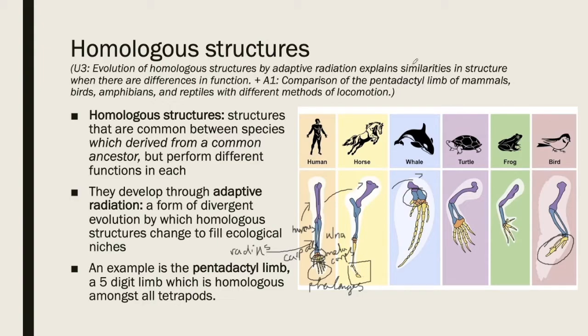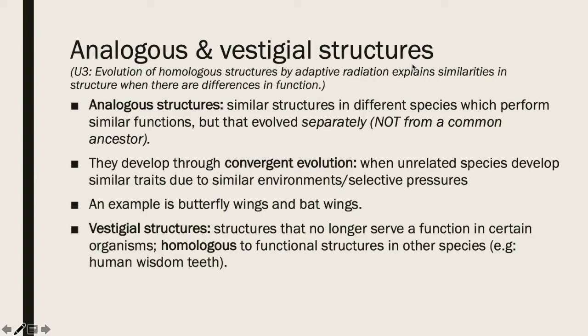So those are homologous structures, but we also have something which is an opposite idea to that, that is analogous structures. So analogous structures are almost the exact opposite of homologous structures. So they are structures in different species which are very similar, which perform very similar or the same function. However, they did not derive from a common ancestor, so they evolved completely separately from one another. They just happen to be similar because of different or similar selective pressures. So these, as opposed to adaptive radiation, these develop through convergent evolution, which is when unrelated species develop similar traits because they grow up in similar environments. Thus, selective pressures are the same.